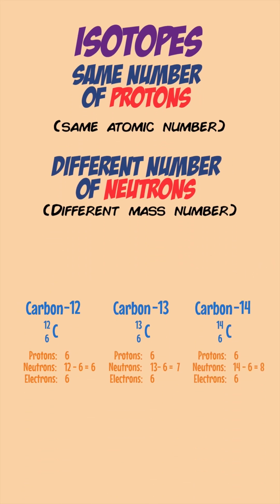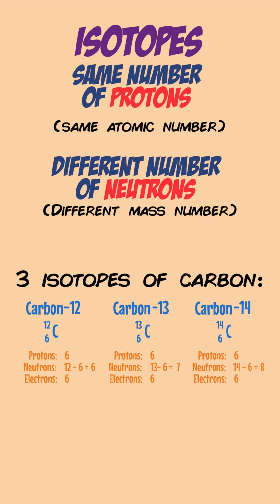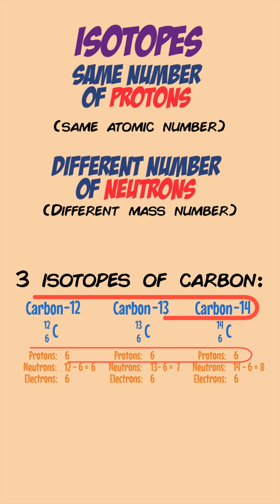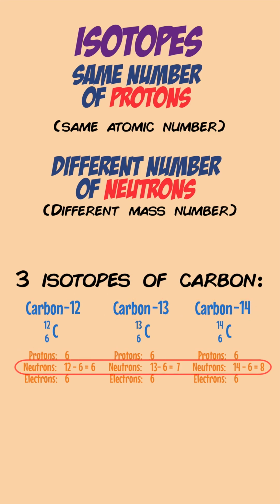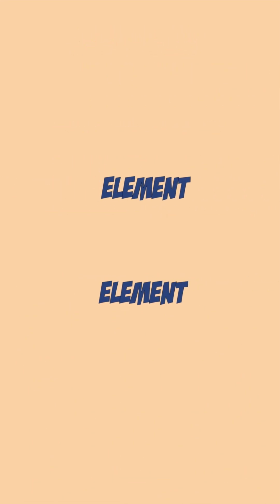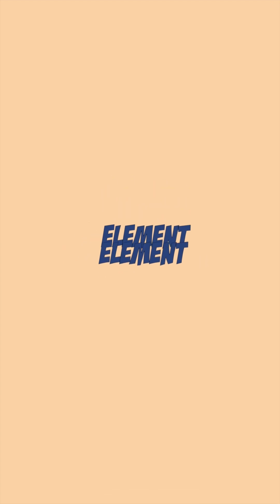So for example, here we have 3 different isotopes of carbon. All 3 have the same number of protons of 6 as they're the same element, however they each have different number of neutrons. When 2 or more elements react, their atoms combine and form compounds.